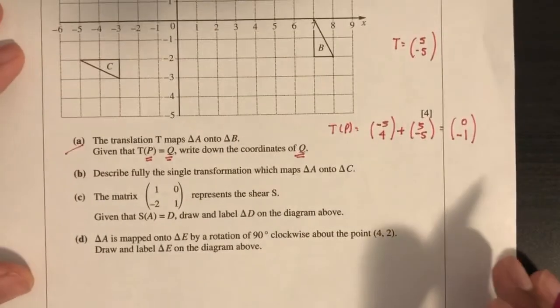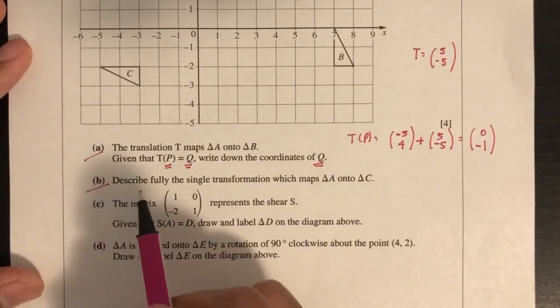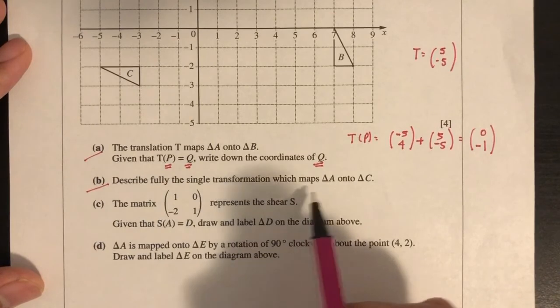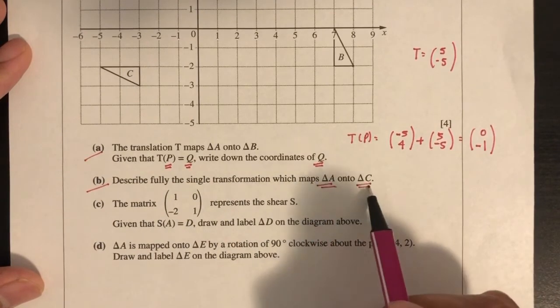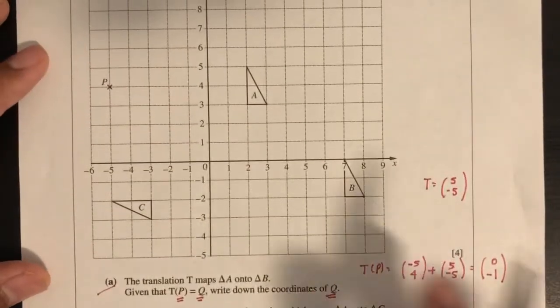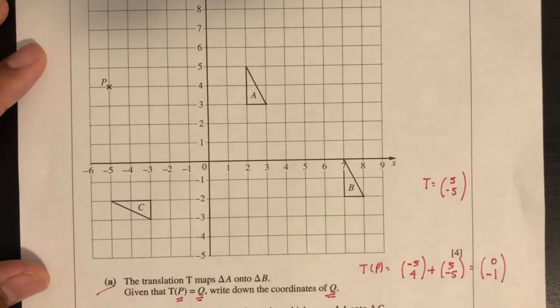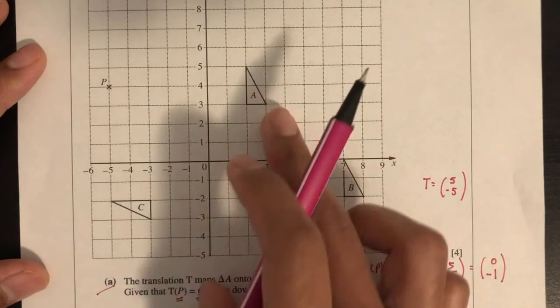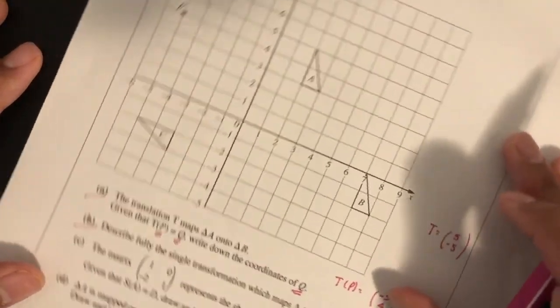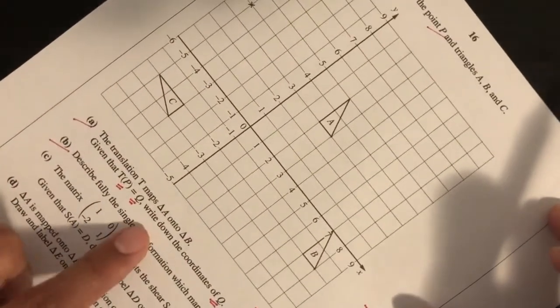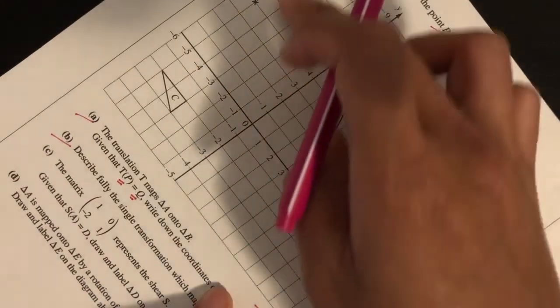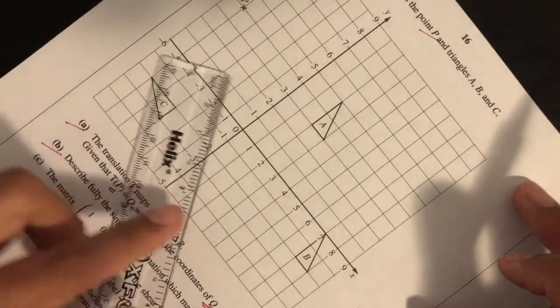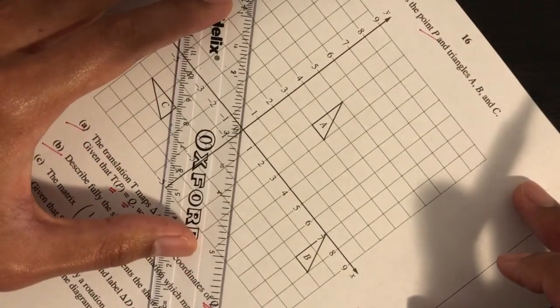Okay. Now for part B, describe fully the single transformation that maps A onto C. So here we have A and here we have C. So as you can see, it's pretty obvious. How do you map A onto C? So here, as I can see, it will need to be a reflection in this line, right? So let's say I draw this line here. Let's double check our answer.